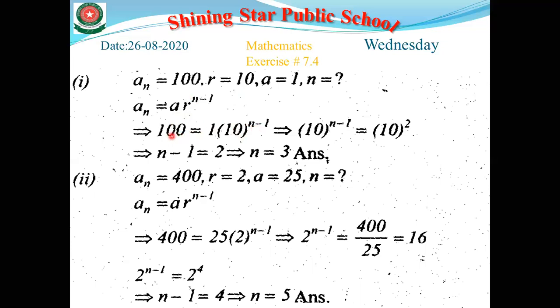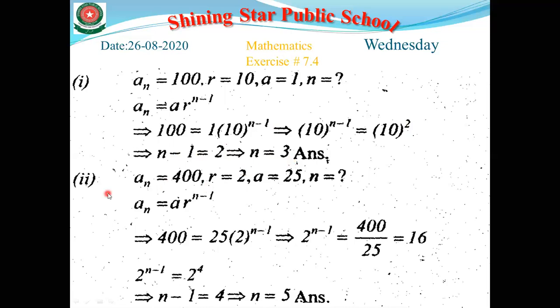Simple. Now we can write 100 as 10 square, because 100 is the square of 10. So we write here 10 square. Here is 10 power n minus 1 and here is 10 power 2. Now if the bases are the same on the left hand side and right hand side of the equal sign, then the powers are equal. N minus 1 equals 2. And when we take minus 1 to the right hand side, it gives you 3. It's very simple. N equal to 3 is your required answer.